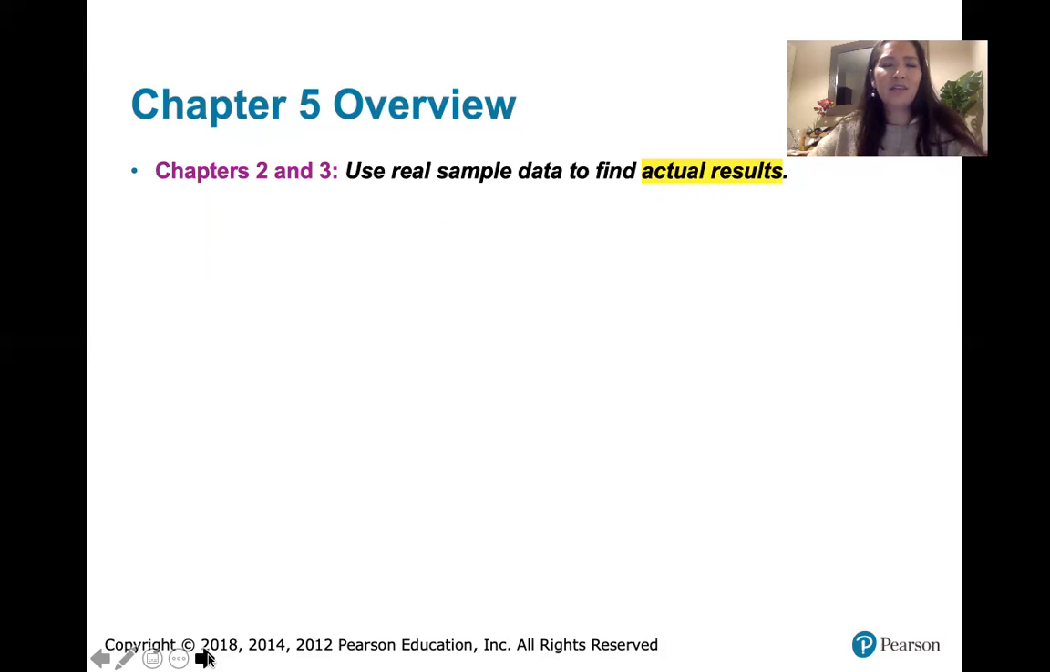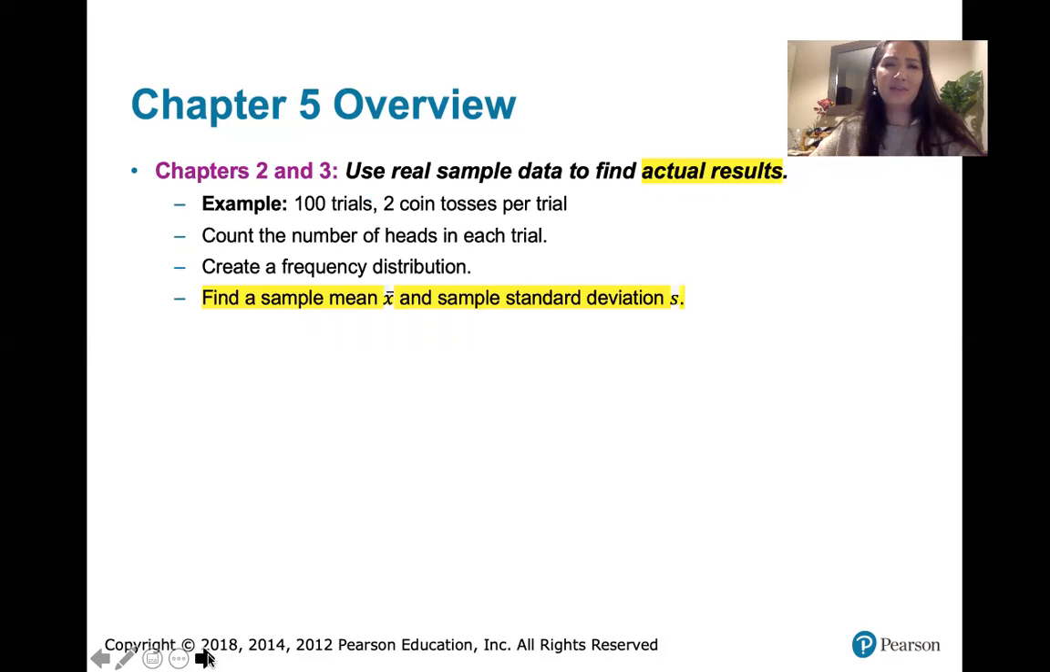So chapters 2 and 3 are part of what's called descriptive statistics because they're using real sample data and then we're finding actual results. We're trying to summarize and describe what we found. So for example, you might have 100 trials in which each trial consists of 2 coin tosses. So in one trial, you toss a coin twice and you count the number of heads. And then in another trial, you toss the coin twice and count the number of heads. And you do this 100 times.